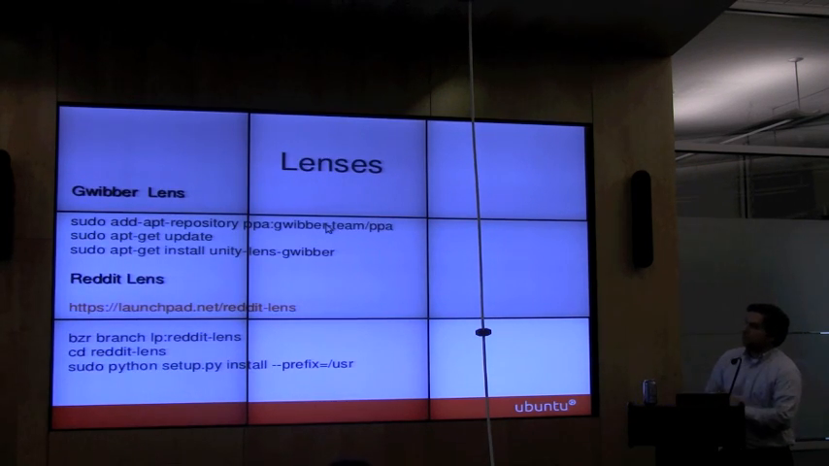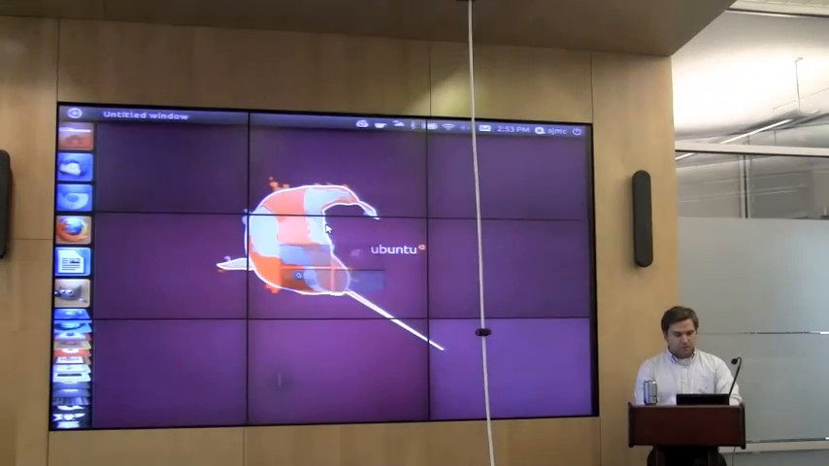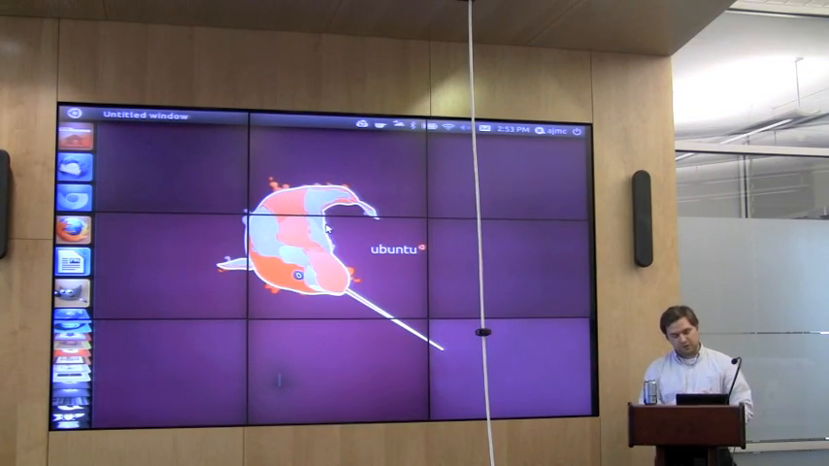Lenses. So lenses allow you to search web or application data within the dash. And this is really convenient when you want to just watch a YouTube video, but you don't want to be bothered with opening up a browser and going to the URL. With lenses, if you just add the PPA and install them, then you can search this information straight from your dash.